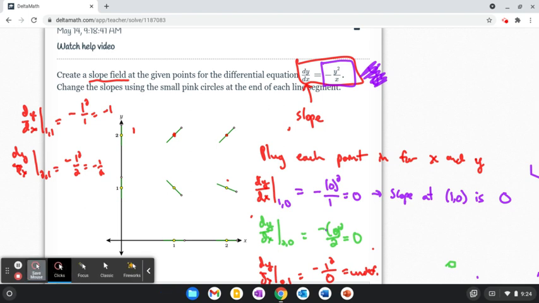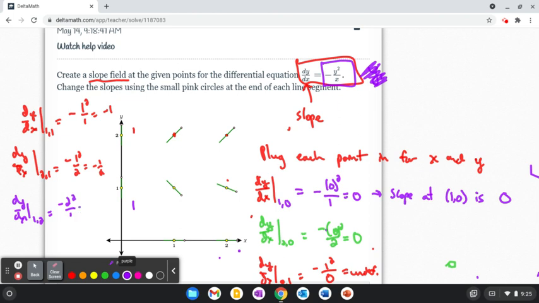I've got 2 left. For our next one, I'm going to do dy dx evaluated at 1 comma 2. So that's going to be negative 2 squared over 1. So that's negative 2. So that one's got to be a steep one. I would say in the middle between negative 1 and 0 down there. All right, so like that, even steeper.